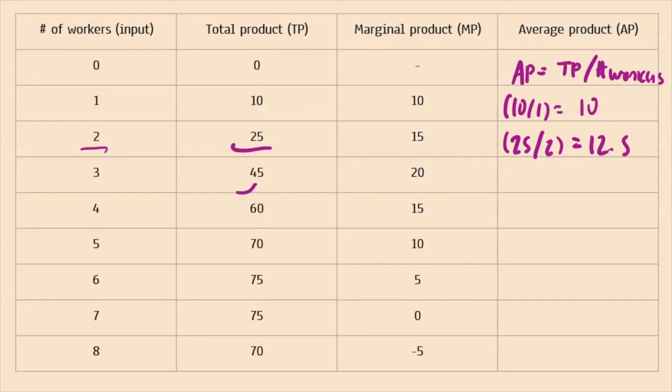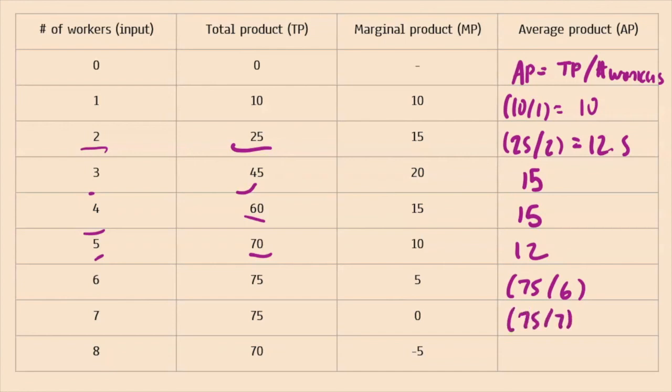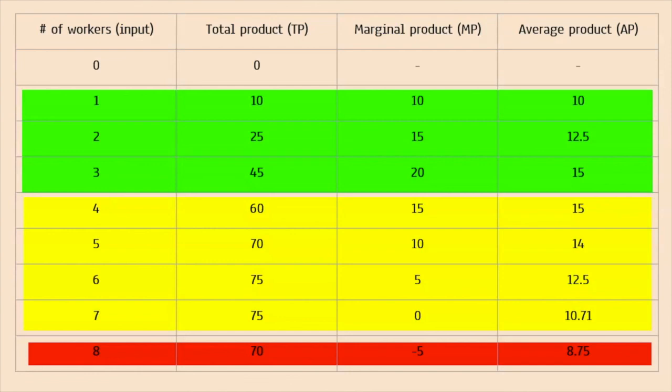Then we do 45 divided by 3, which gets us to 15. 60 divided by 4, which gets us to 15 again. 70 divided by 5, which gets us to 14. 75 over 6, which I don't want to do that one in my head. Then we get to 75 over 7, and finally 70 over 8. And so hopefully, you guys got the right answers there. And if you want to check it, here are the correct answers on the graph here.